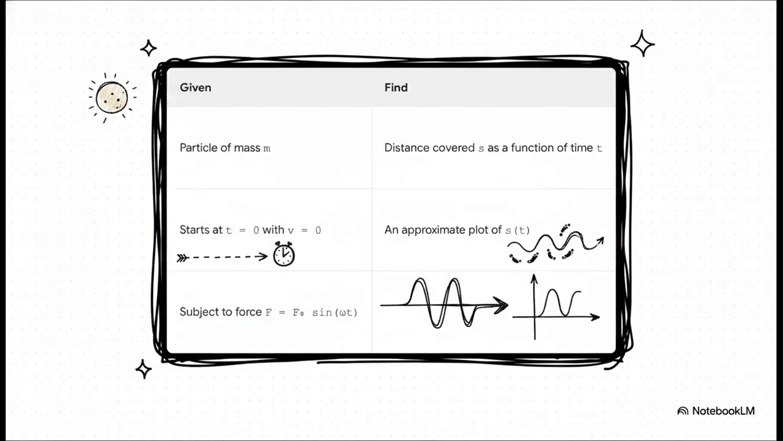All right, so here's the challenge we're up against. We've got a particle, it starts from a complete standstill, and then it gets pushed by this force that goes back and forth, kind of like a sine wave. Our job is to figure out exactly how far it travels over time and then get a rough idea of what that journey looks like.